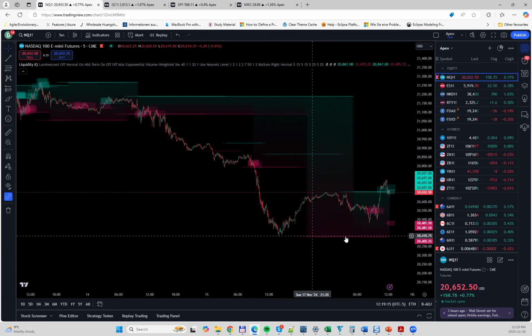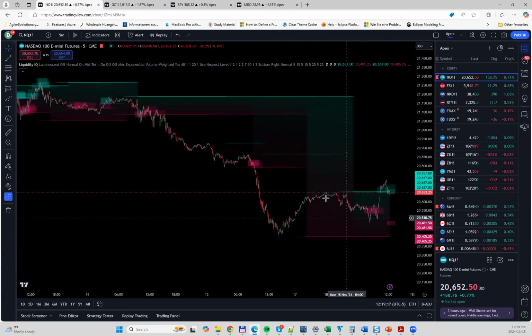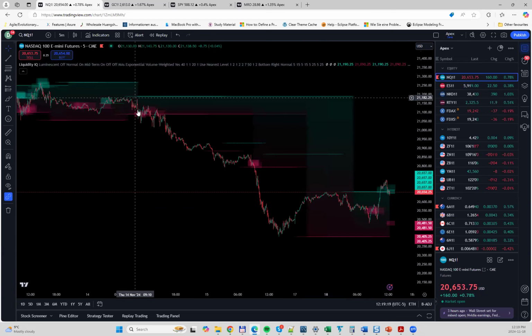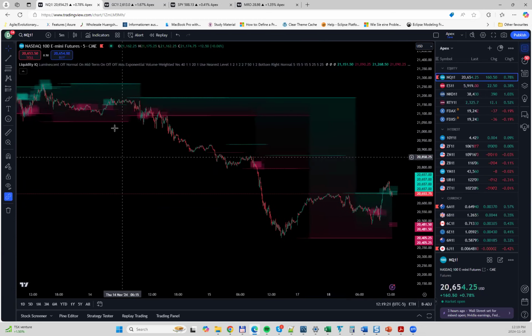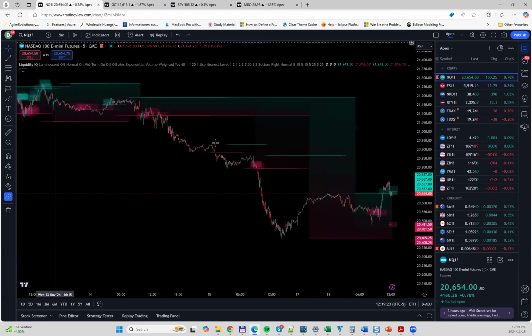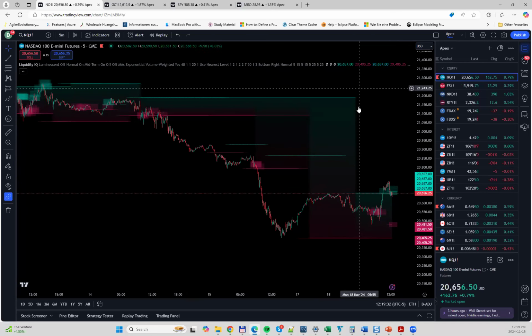These are our support levels, and the greenish ones are our resistance levels. Now, we are here on the 5-minute chart. These levels are initially drawn based on the chart time frame. This is what happens when you apply the indicator to a particular chart.